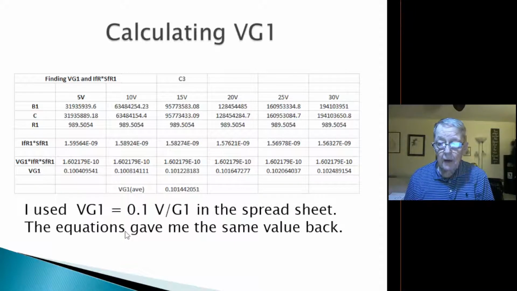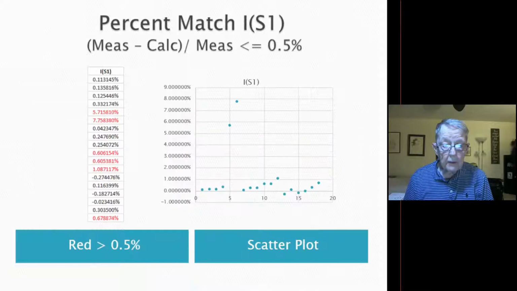The equation I developed just gives me the VG1 back that I had in the first place, which means those equations are not independent enough to give me the answer. So I'm kind of stuck with that. I have to go back and relook at the equations. And I've been at this for quite a while, and I think it's time for me just to let it go.